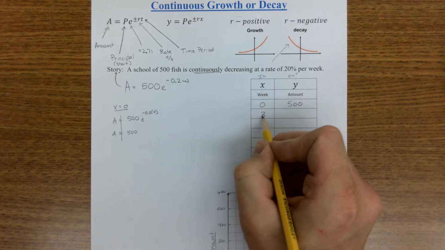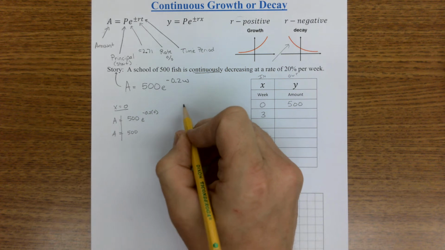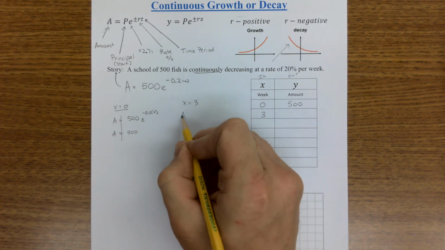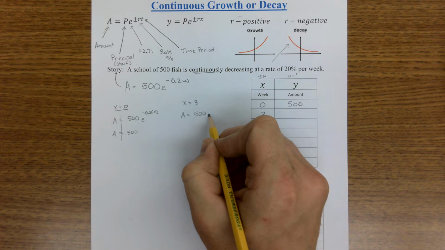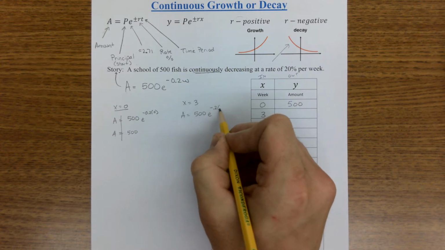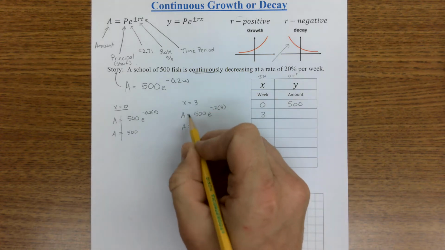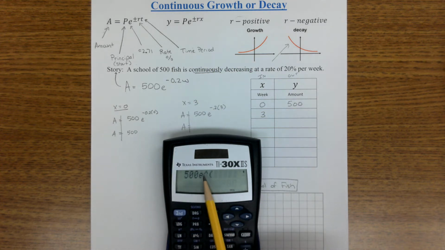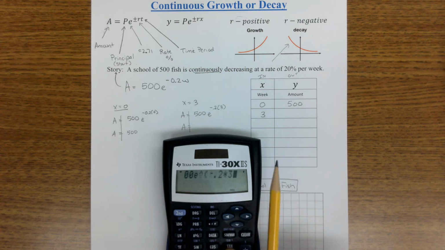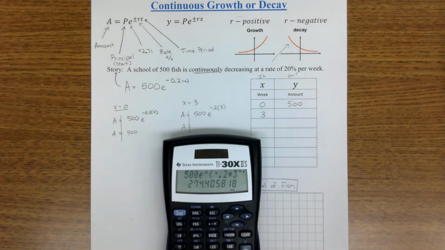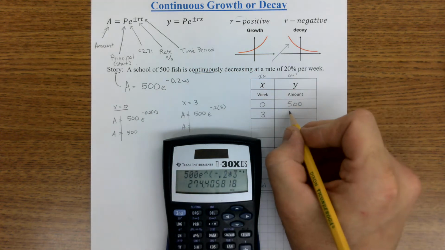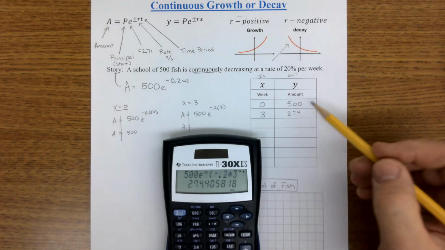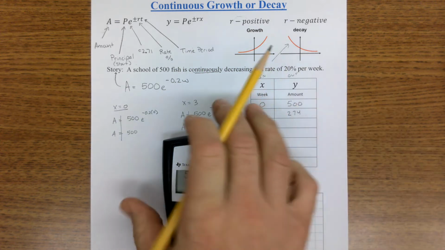If we want to go forward, let's say 3, x is equal to 3. So A is equal to 500 times e to the negative 0.2 times 3. Order of operations will give us the answer. This is a calculator problem. 500 times e, and a lot of times your calculator will put the exponent up there for you, negative 0.2 times 3, parentheses, press enter: 274. So the fish population started here, and 3 weeks later we're down to here.